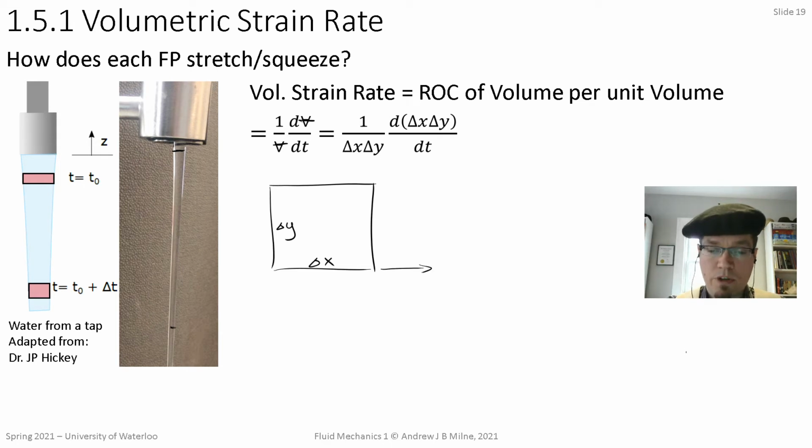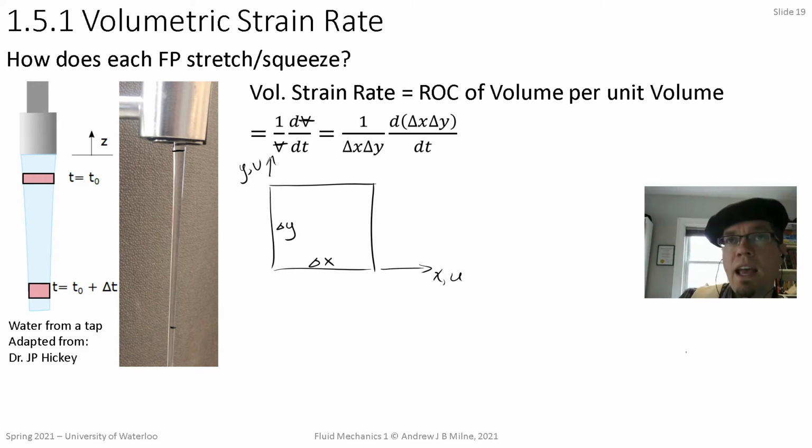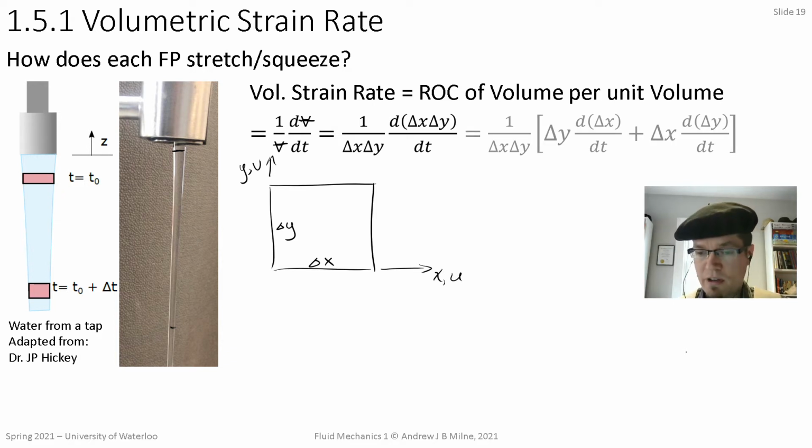Let's throw some coordinates on here. This is the x-axis, which is also u velocities. This is the y-axis, which is also v velocities. And we can just do the product rule here. We've got d by dt of a function, so let's just expand that out.